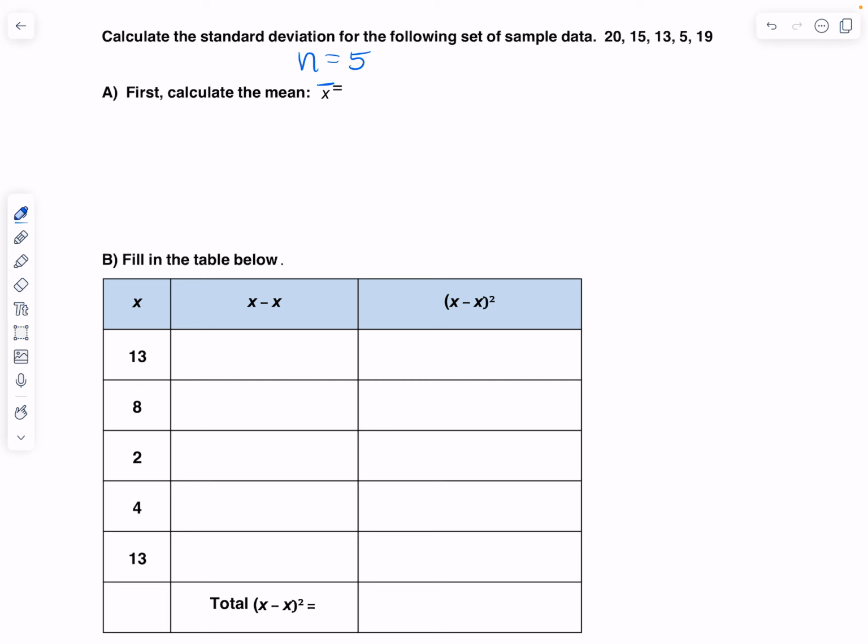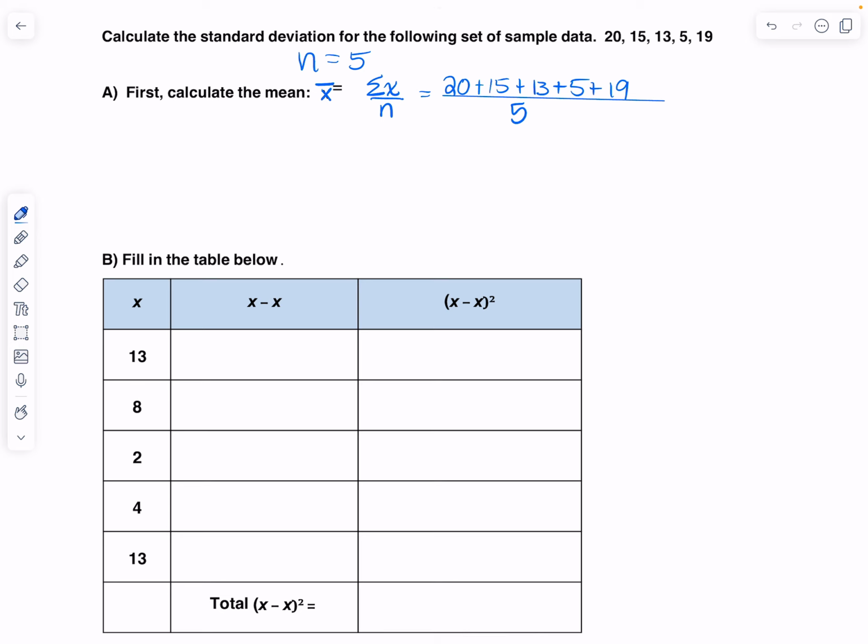Now we're going to calculate the mean. Remember, we need x bar for the mean. So let's put a little bar over top of that x. And to find the mean, again, the formula is to sum up all your x values and divide them by n. So I'm going to go ahead and work on that. So 20 plus 15 plus 13 plus 5 plus 19. Now we have 1, 2, 3, 4, 5 data points. So n is 5.